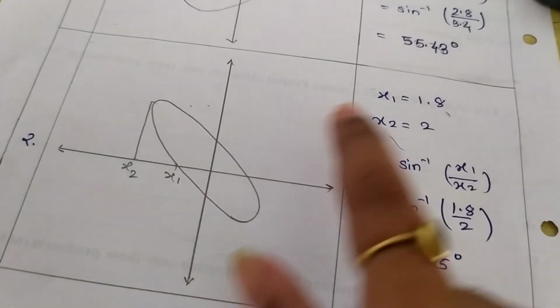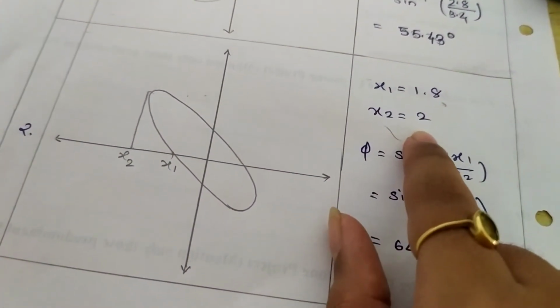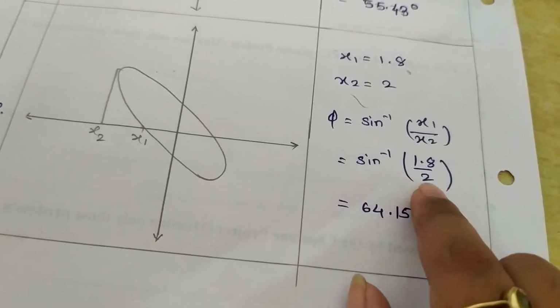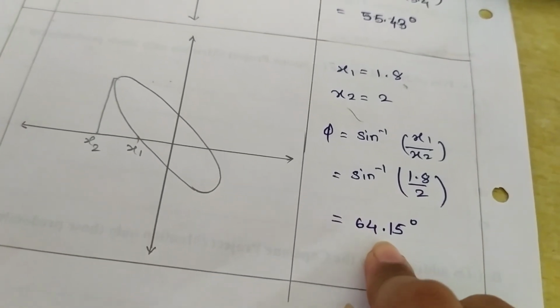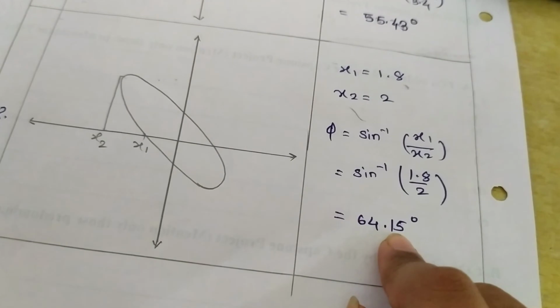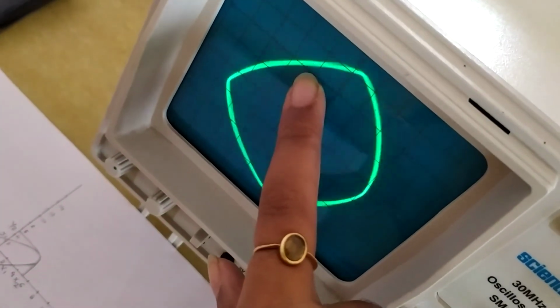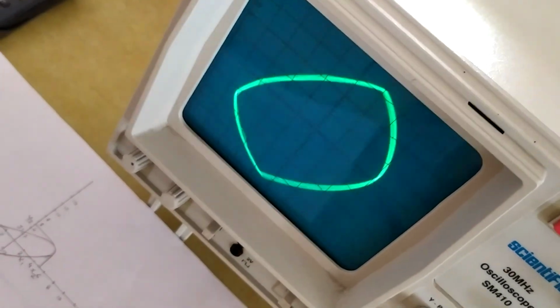We are calculating x1 as 1.8, x2 as 2, sin inverse x1 divided by x2, sin inverse 1.8 divided by 2. We are getting phase difference as 64.15. We are calculating this for this quadrant. Thank you.